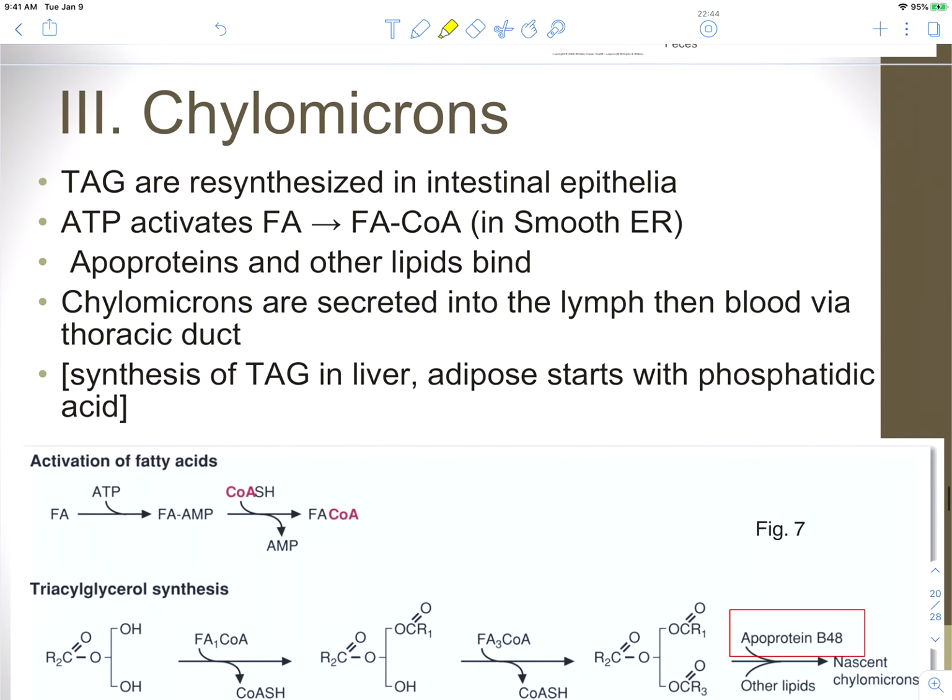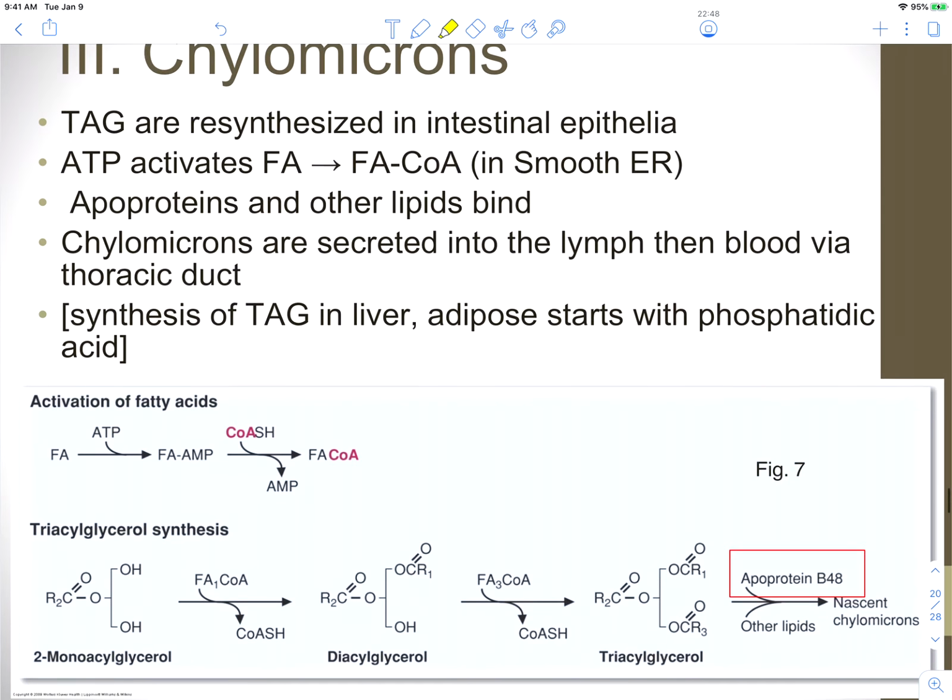Your chylomicrons are going to have your resynthesized triacylglycerols, and remember, those triacylglycerols are being formed inside of your epithelial cells from your gut. You're going to have activation of your fatty acids to fatty acid CoA in the smooth ER, and then you're going to have different apoproteins bind, as well as other lipids, and then your chylomicrons get secreted into the lymph and blood.